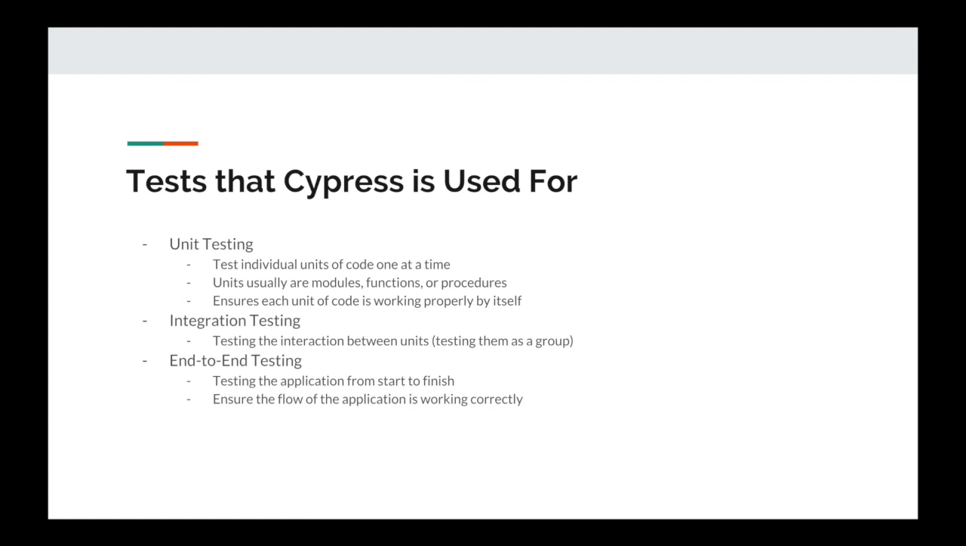Integration testing is testing how different functions, modules, and procedures interact with each other. So we're going to take maybe a function that calls another function and make sure that they're both returning the correct thing as expected and as desired. End-to-end testing is testing the application from start to finish to ensure that the flow of the application is working correctly. So you do some testing based on how the user might input something and how it should be done on the web application from start to finish.